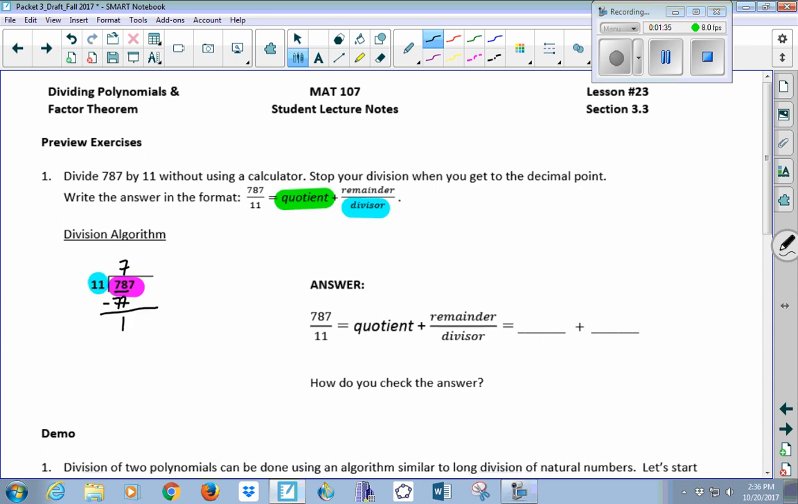You do your subtraction, you get 1, and then you bring down your next digit. So 11 goes into 17 once, you get 11, and you have a remainder of 6. So we'd like you to write this as 71 with a remainder of 6 11ths.